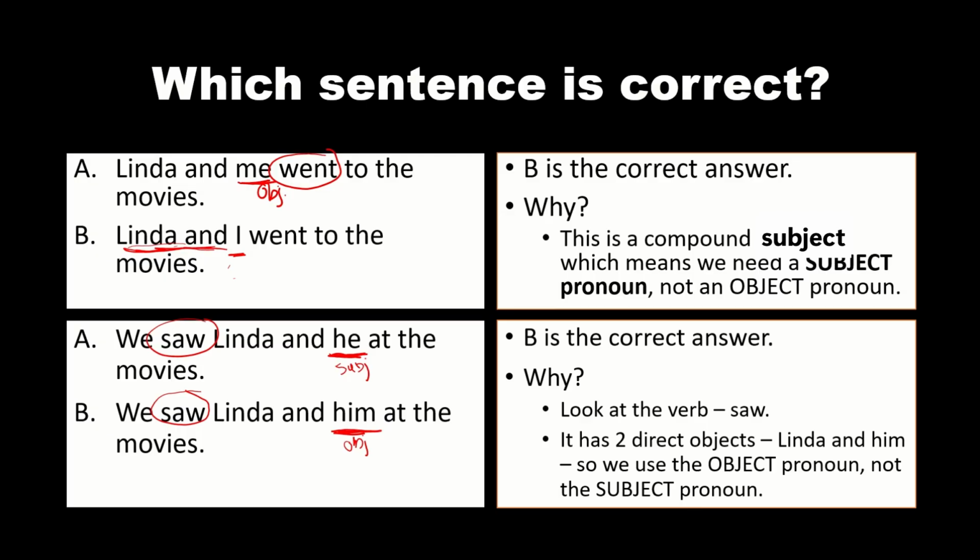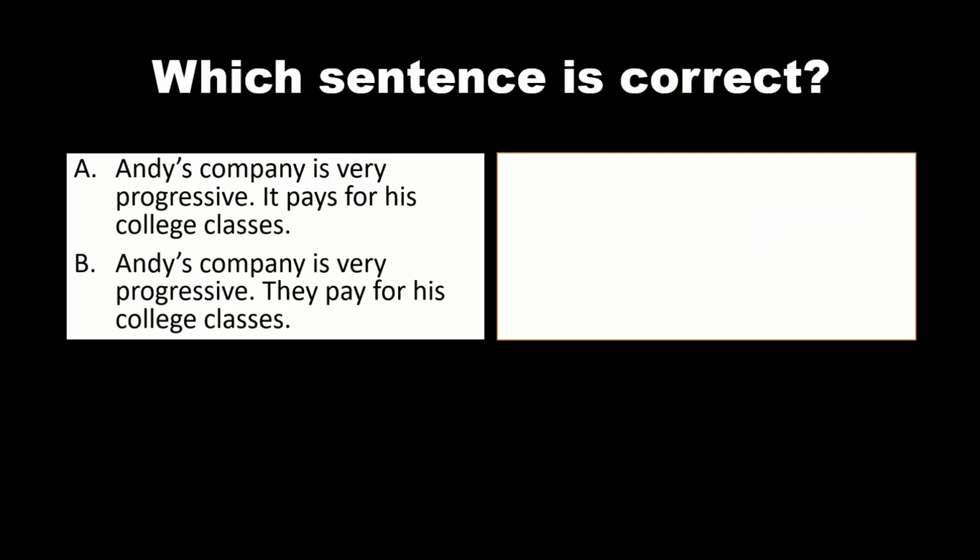And if you, for example, took out Linda and you were like, we saw him at the movies, right? You wouldn't say "we saw he at the movies." You would say "we saw him at the movies." So here's another example, and I want you to do this on your own. So please make sure you pause the video after you read it, think about what the correct answer is, and then start it back up because I'm about to show the answer right now. 5, 4, 3, 2, 1.